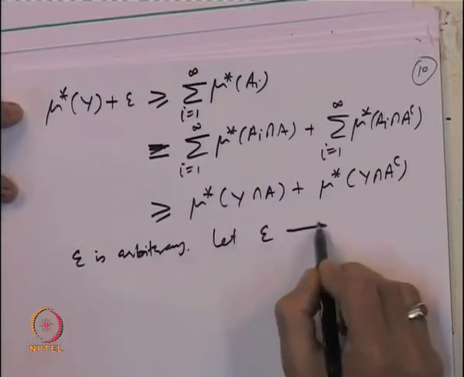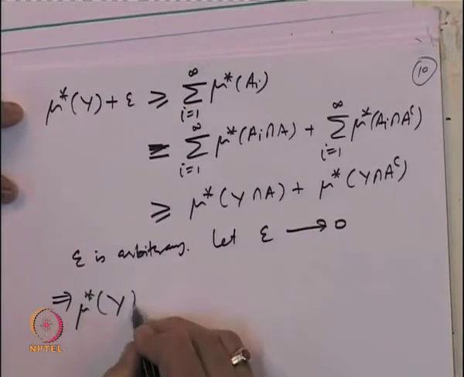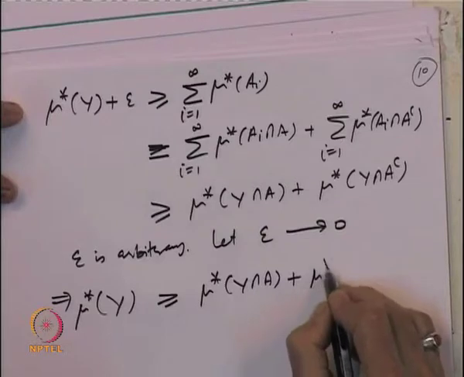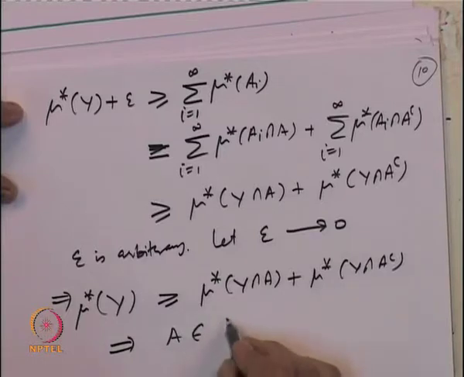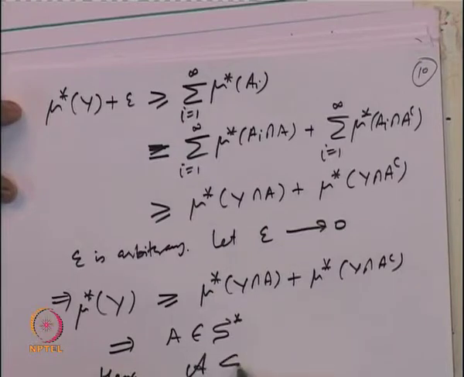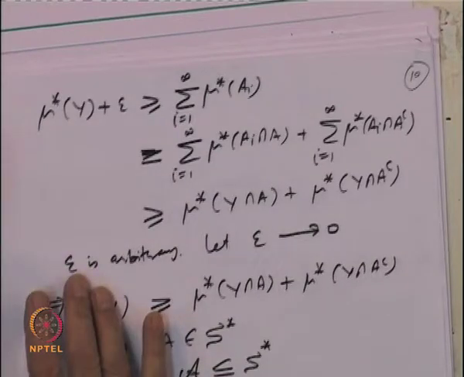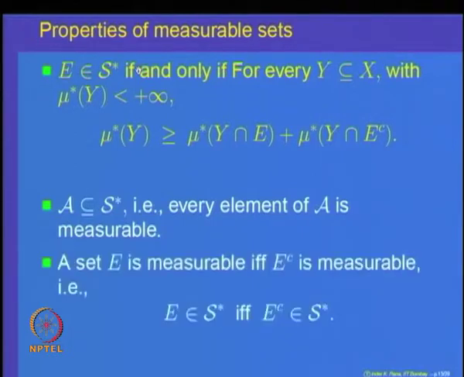So, let epsilon go to 0. This inequality will still be maintained, which will imply that mu star of y is bigger than or equal to mu star of y intersection A plus mu star of y intersection A complement, and that will imply that A belongs to S star, that is, A is a measurable set. Hence we have proved that the algebra A is included in the collection S star. That is what we wanted to prove. So, this is the proof of the fact that the algebra A is contained in S star. Every element of A is measurable.